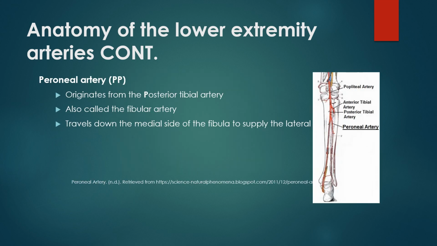And then you have your peroneal artery, and just remember two letters, PP, because your peroneal artery originates from the posterior tibial artery. The peroneal artery is also called the fibular artery, and it travels down the medial side of the fibula to supply the lateral side of the leg. So you have your peroneal artery here, travels down and supplies the lateral part of the leg.